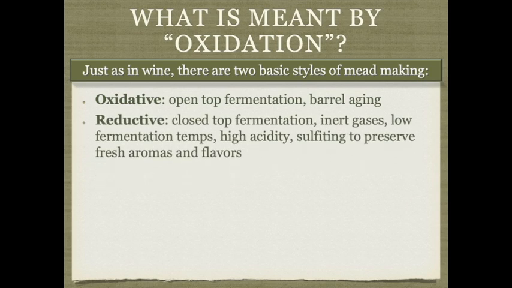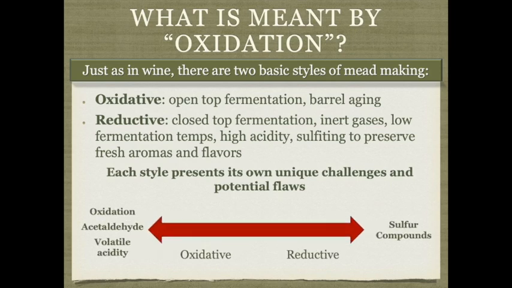The reductive style of mead or wine making tends to try to keep the mead away from any unnecessary oxygen or air exposure post-fermentation, and that's through the use of closed-top fermentation, inert gases such as carbon dioxide, typically fermented at low temperatures, high acidity, and then the judicious use of sulfites to help preserve fresh aromas and flavor. Each style presents its own unique challenges and flaws.